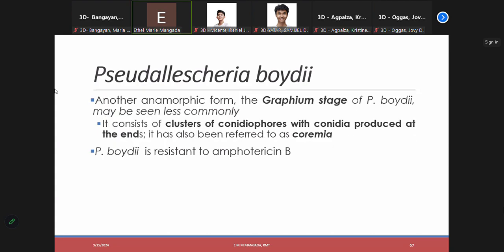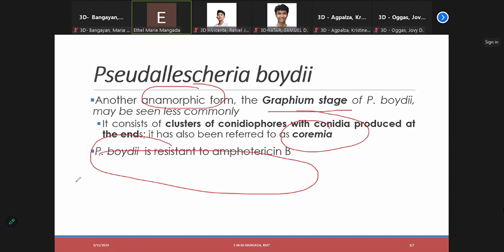So, another anamorph. Aside from Scedosporium, it has one more anamorph form. We call this your Graphium stage, which is less common. It's referred to as your Coremia. It has that structure called coremia. So, note that P. boydii is resistant to your Amphotericin B.